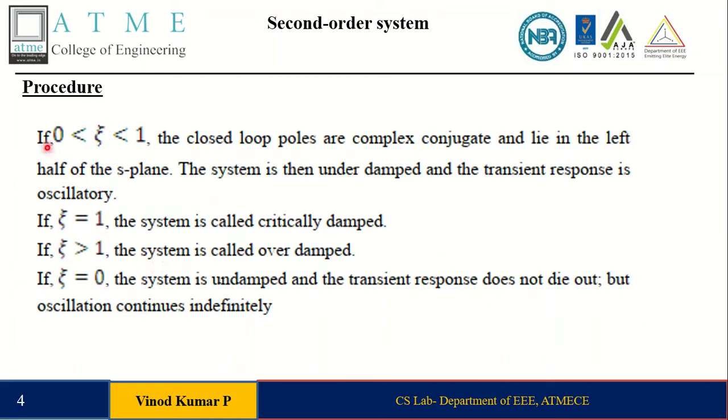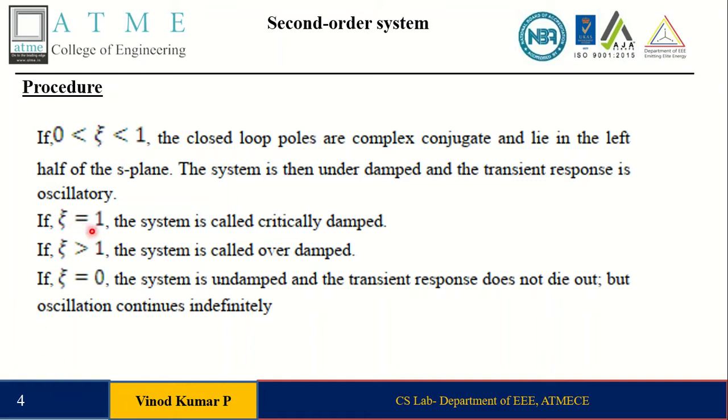So I hope the zeta, if it is from 0 to 1, we call it complex conjugate poles, and they will lie in the left half of the S-plane. The system is underdamped, and you can observe the oscillations in the transient response if you give any input signal.